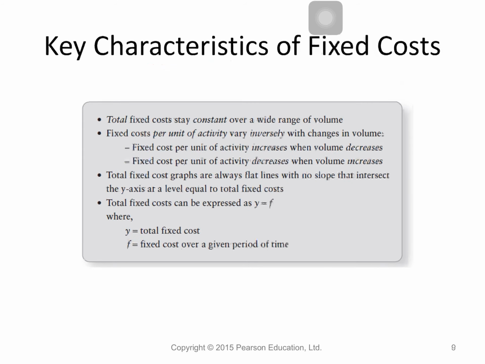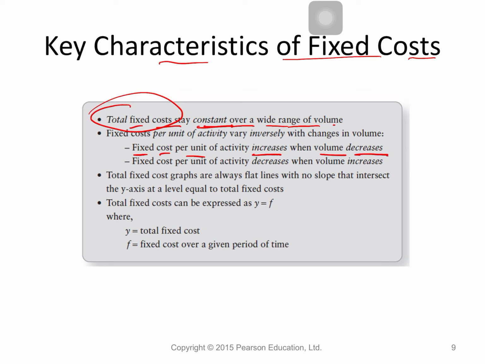And this one is the key characteristic of fixed cost. Total fixed costs stay constant over a wide range of volume. The total fixed cost is constant. But how about the fixed cost per unit? The fixed cost per unit increases if the volume decreases, and the fixed cost per unit decreases if the volume increases. But the total fixed cost will be constant over a wide range of volume.